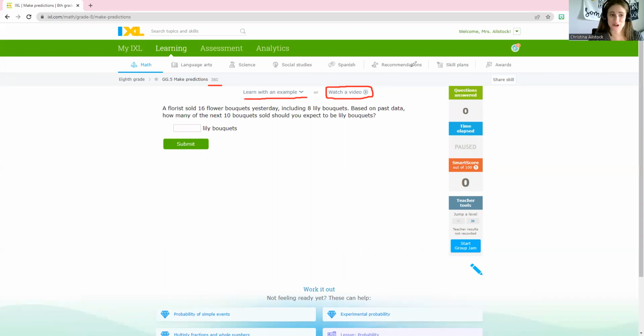All right, let's look at our first question here. A florist sold 16 flower bouquets yesterday, including 8 lily bouquets. Based on the past data, how many of the next 10 bouquets sold should you expect to be lily bouquets?